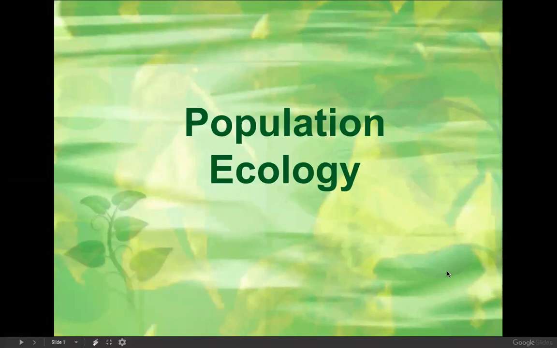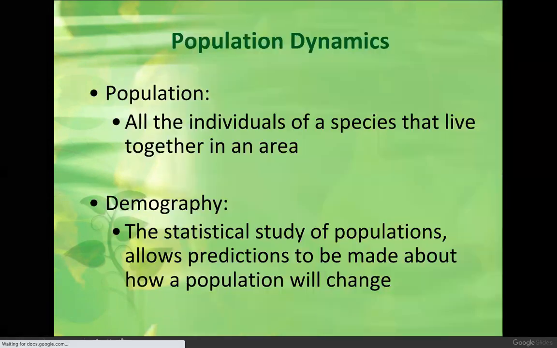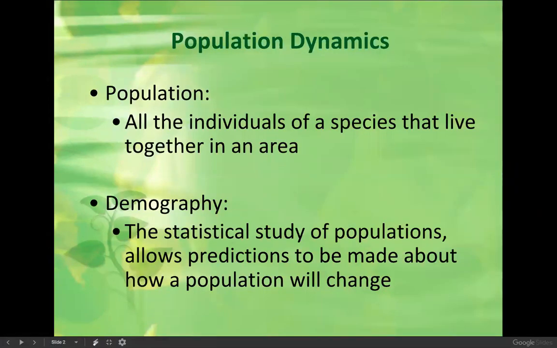Lesson 1.3, Population Ecology. And we'll look at some of the different things that determine populations, population growth, and all those good things. So all the individuals of a species that live together in an area, that is what a population is. So it could be a population of bluegills in a pond, a population of Canada geese behind the schools, that type of thing.